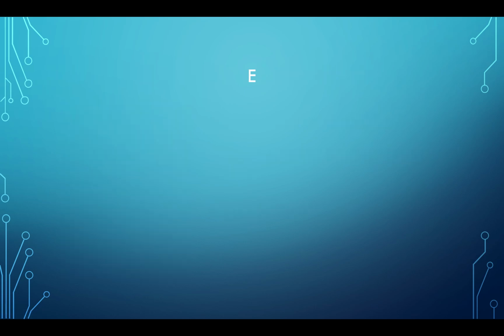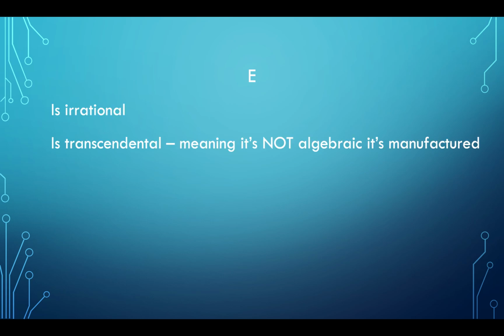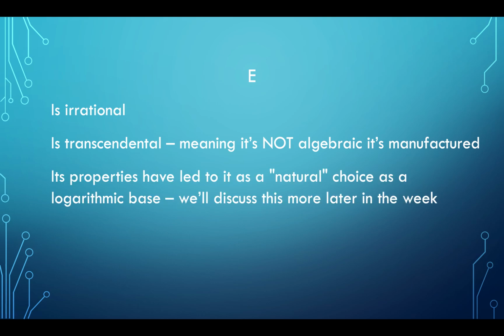So E, what's so special about it? Well, E is irrational. E is also transcendental. This means it's not algebraic. Its properties have led to it as a natural choice as a logarithmic base. We'll discuss this more later in the week.